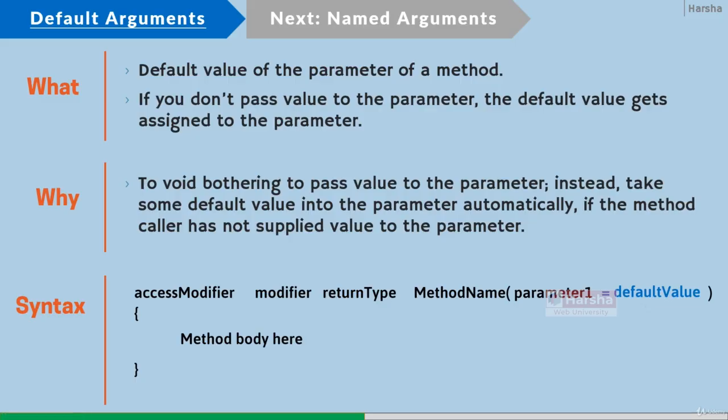So this is to avoid bothering about passing the input value for the parameter, because in this case the method caller need not worry about the parameter value because there is a default value to be taken. In case the method caller wants to pass the value, then only he will supply the value for the parameter, otherwise it is an optional parameter. So that is the reason the concept of default arguments is also called optional arguments.